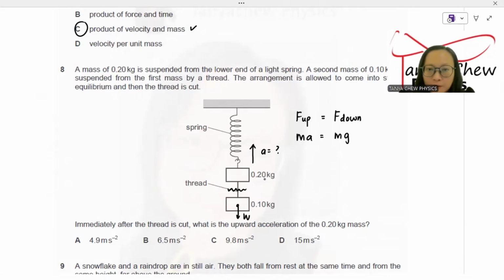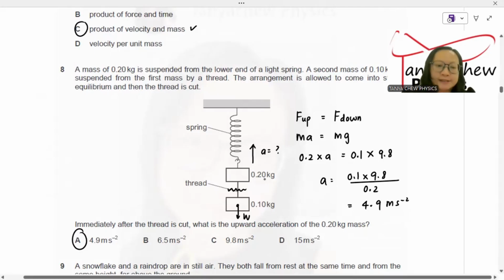So the one that experiences the upward force is 0.2 kilogram multiplied by a, which is equal to the one experiencing the downward force, which is 0.1 kilogram mass times 9.8. So a is equal to 0.1 multiplied by 9.8 divided by 0.2, and the answer is 4.9 meters per second squared. A is the answer.